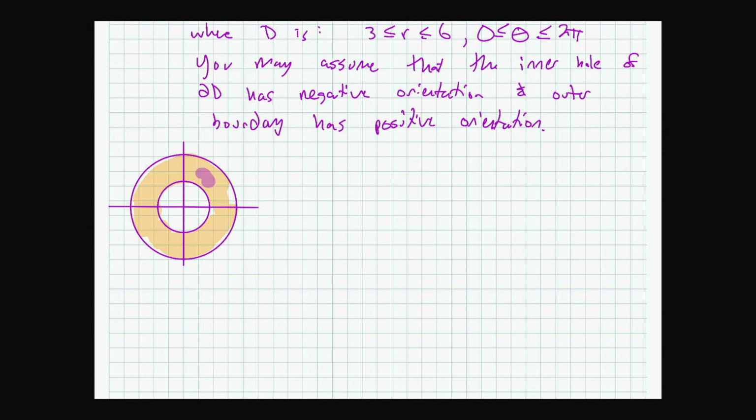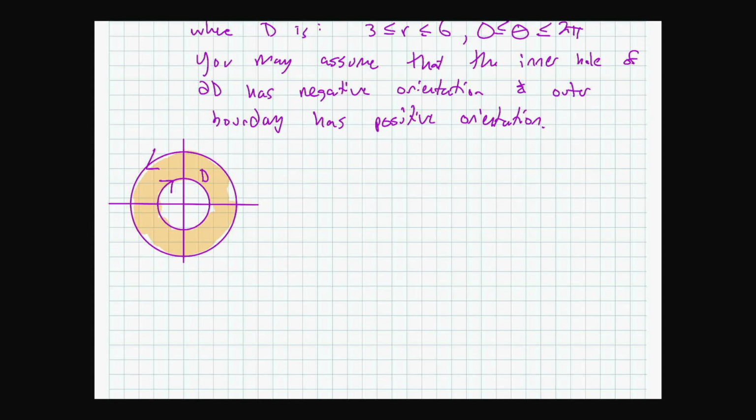That's the D. And this one should go this way, and this one should go this way. Okay, so that's what they want. So, know what that looks like and know what they call it. They're saying the outside has positive orientation and the inside has negative orientation.